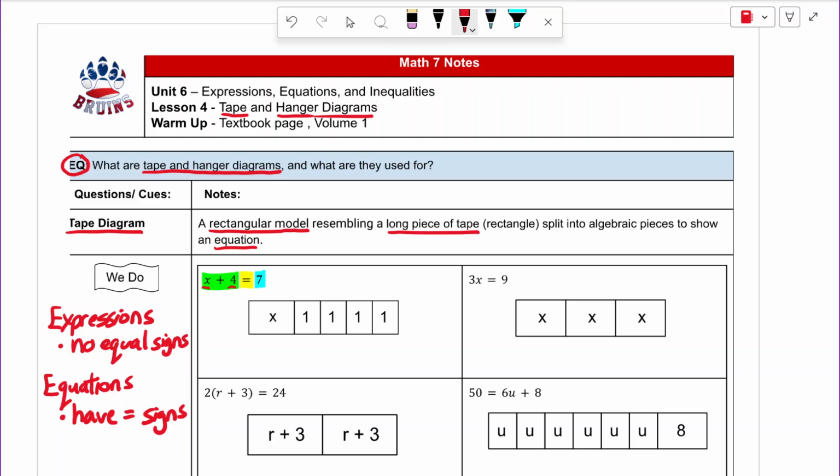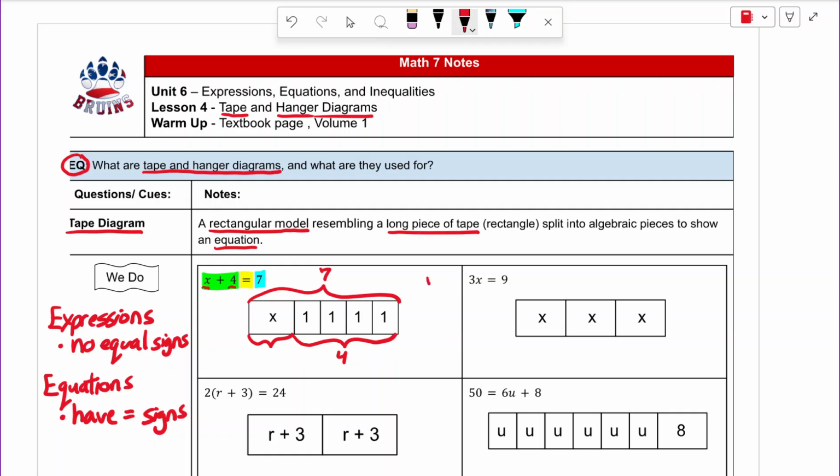Okay, so how do we solve this? Well, you can break this tape up. You can see that there are some constants, and if you combine these like terms, that would be 4. And you can also see that there is only one x. Okay, and the x is unknown. We do not know what the x's value is. So to do this, you would take 7, the entire piece of tape, and subtract 4 from it to find out what the leftover piece of tape is, and it is 3.